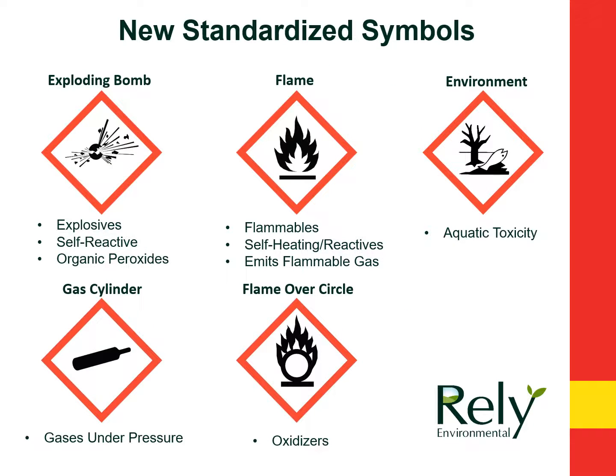Chemicals with the exploding bomb are chemicals that are explosive, self-reactive, and tend to be organic peroxides. Flammable chemicals are self-heating and are reactive. They also emit flammable gas. The pictogram with the dead fish includes chemicals that pose threats to the environment and aquatic life. The gas cylinder symbol labels gases under pressure. The last pictogram shows the flame over a circle. These chemicals are oxidizers. Oxidizers may cause a fire by increasing the concentration of oxygen in the air.